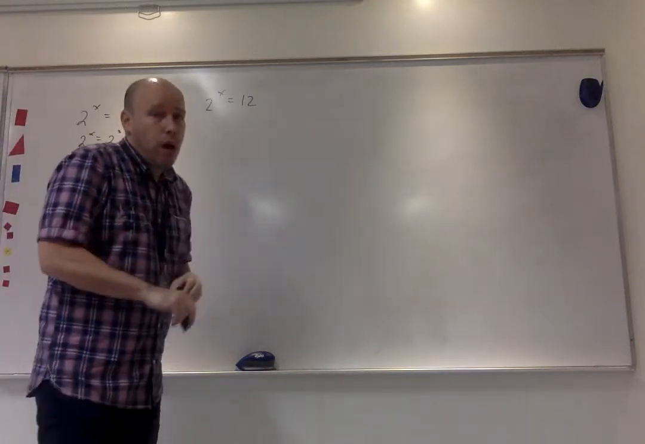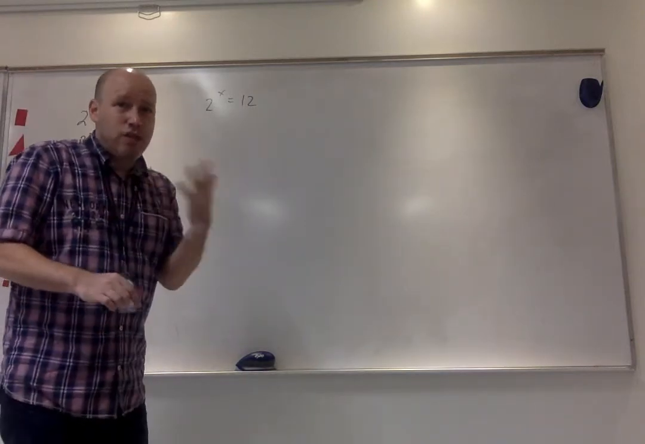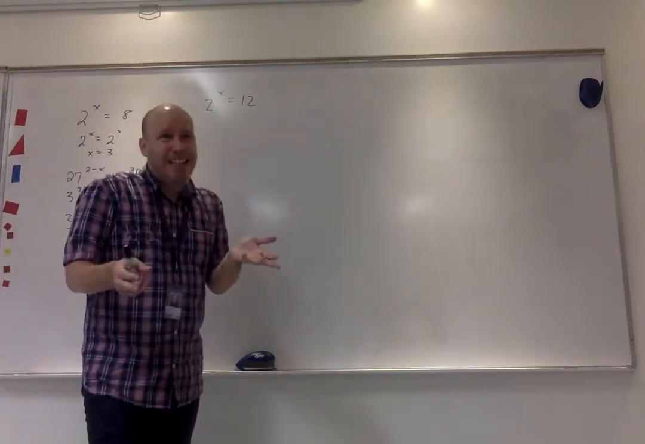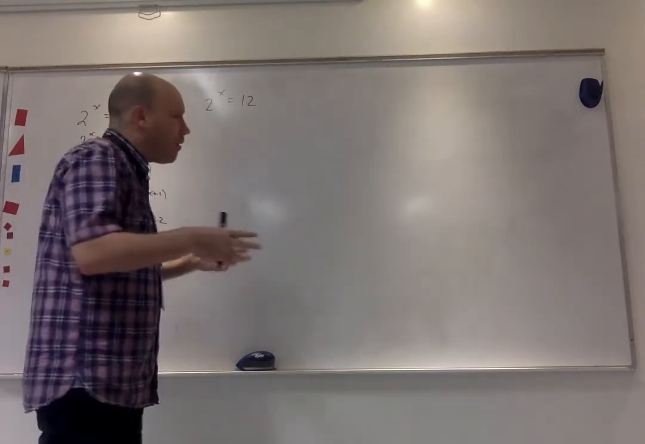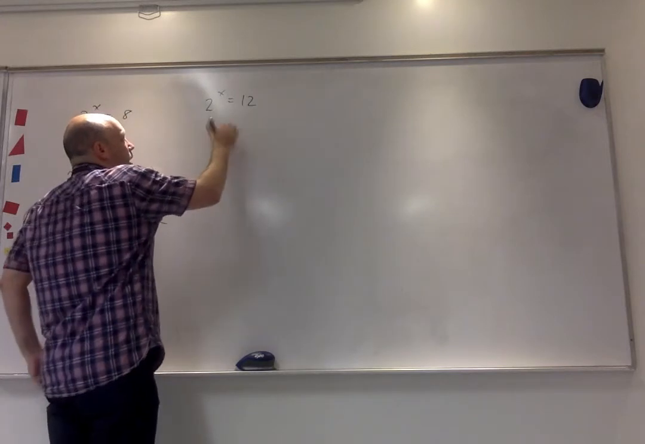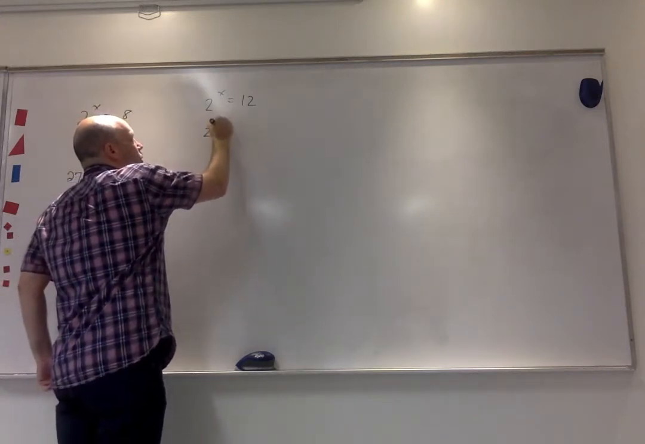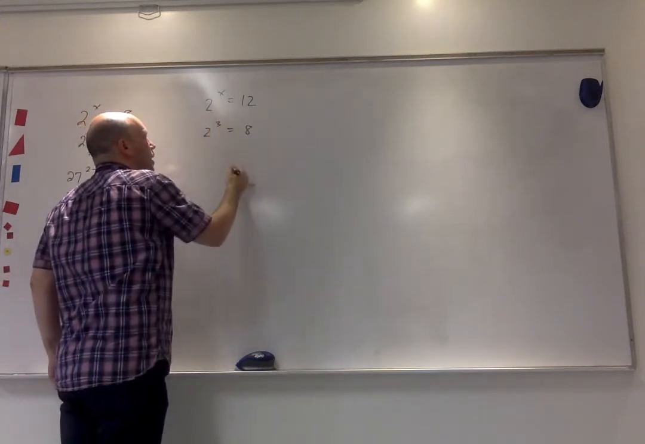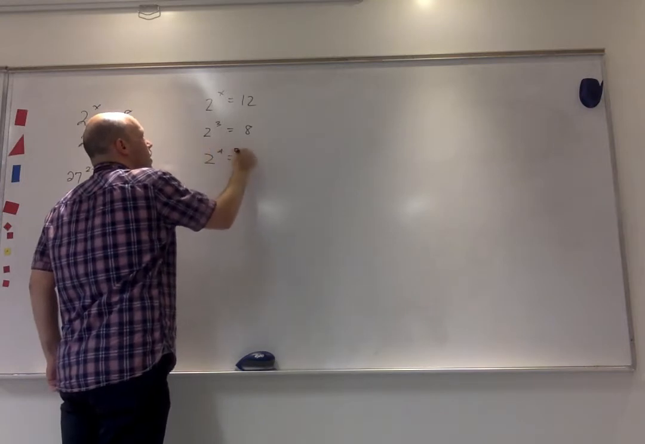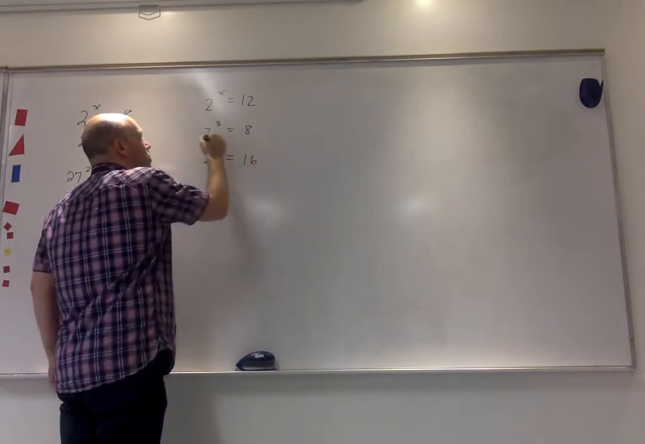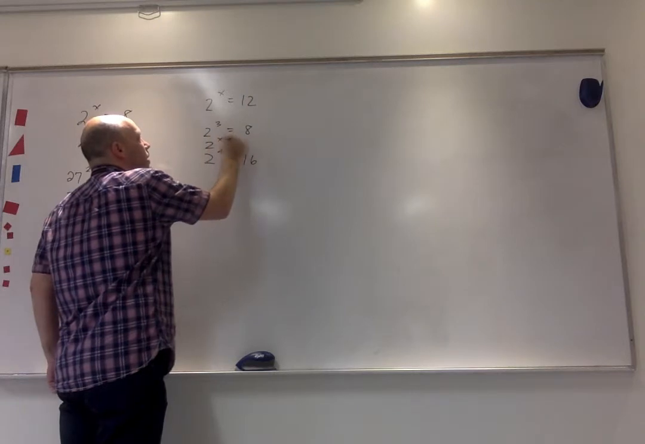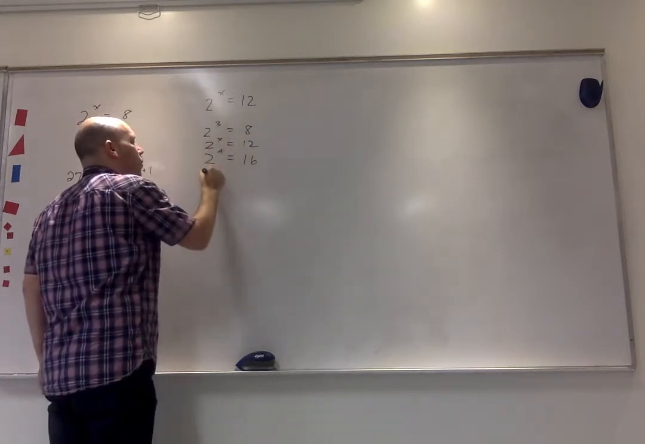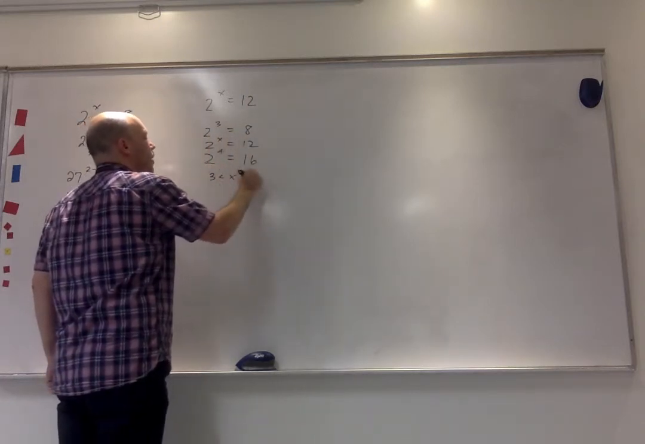Okay, well, my idea, in our ideal classroom, we would be sharing the answer, so I'll lay it out. We know that 2^3 = 8, and I know that 2^4 = 16, which means I know that 2 to the something equals 12. Therefore, we know that x is between 3 and 4.